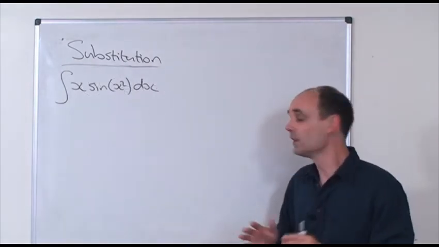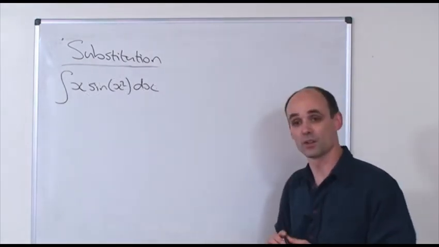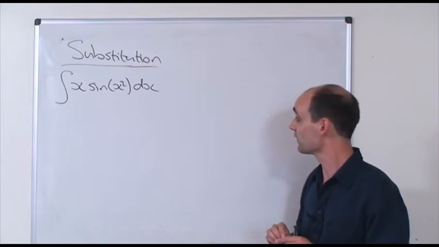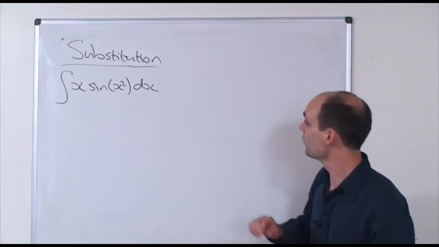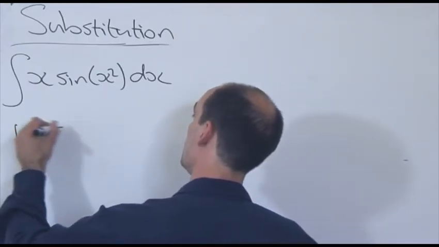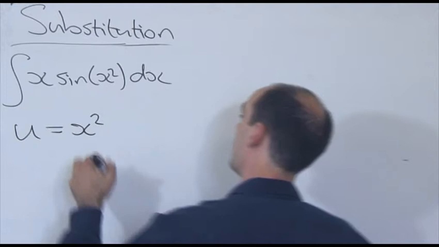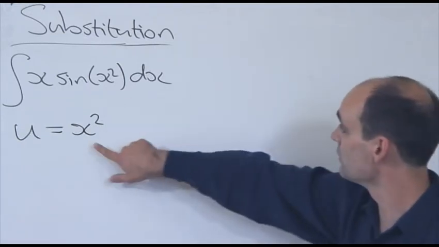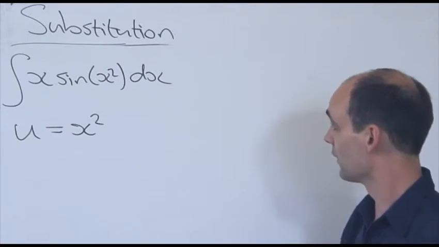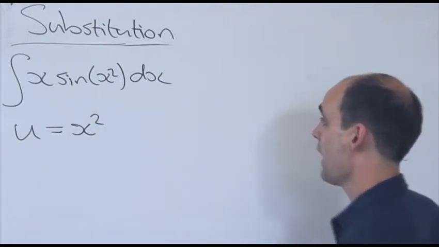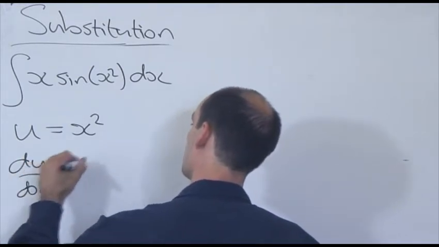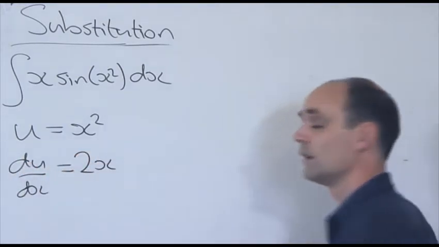Okay, so let's do the integral of this function that we just talked about. Let's apply our substitution method. When you're going to do this, you're going to say, well, let's let some variable u equal some function of x, and we're going to choose u equal to x squared because that's what we've got inside the sine function. And then we take du by dx is equal to 2x.